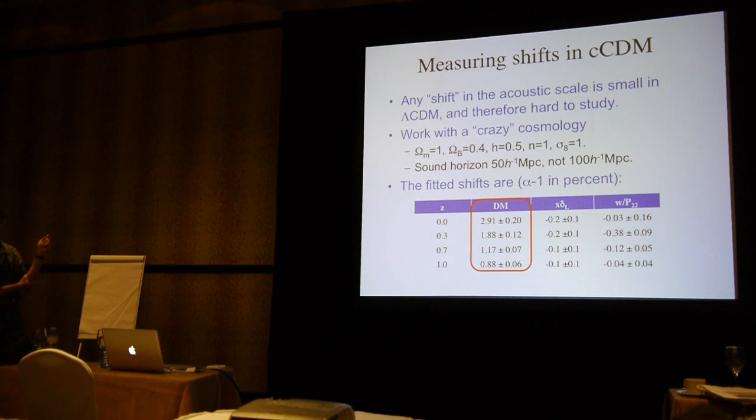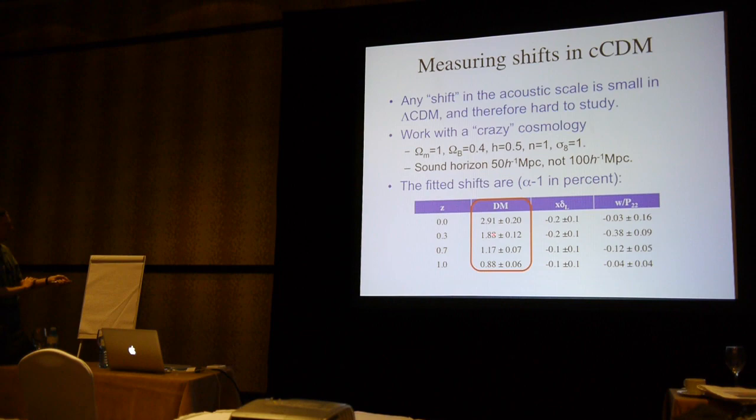And so I've really cranked up the effect of nonlinearity on the acoustic scale, and that means I can actually go out and measure shifts. And so here, as a function of redshift, is alpha minus 1 listed in percent. And you can see it grows from just under a percent up to about 3%. And these error bars are from a series of simulations, so these are sort of numerical realization noise. And we want to understand, right, we have these big, big shifts, because we've very carefully done this in a crazy cosmology. We can now measure these shifts, you can see they're measured relatively well.